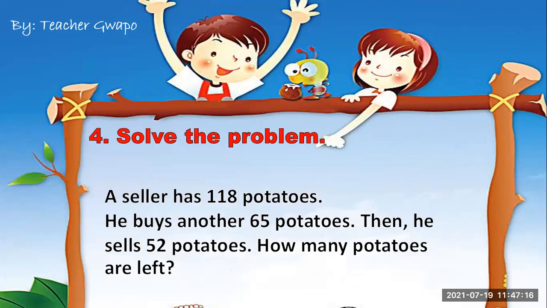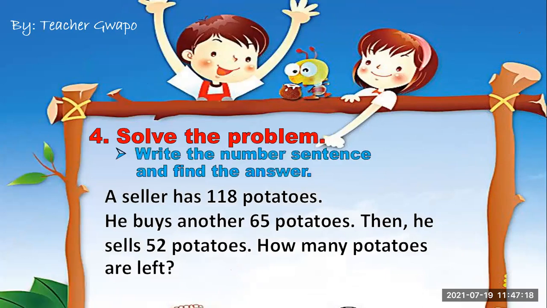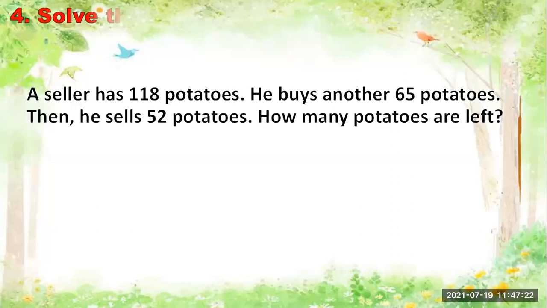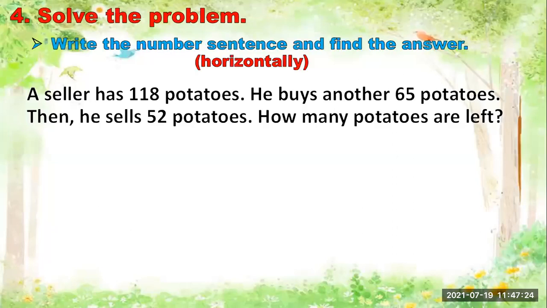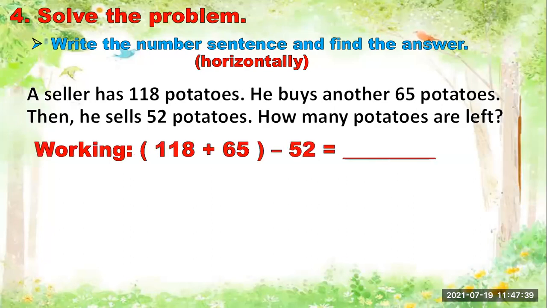So in step number 4, let us solve the problem. We will write the number sentence and find the answer. Now here, in step number 4, we will answer by using horizontal, from left to right. That's called horizontal. So it says here a seller has 118 potatoes. Okay, so we will write here the number sentence. This is the number sentence here.